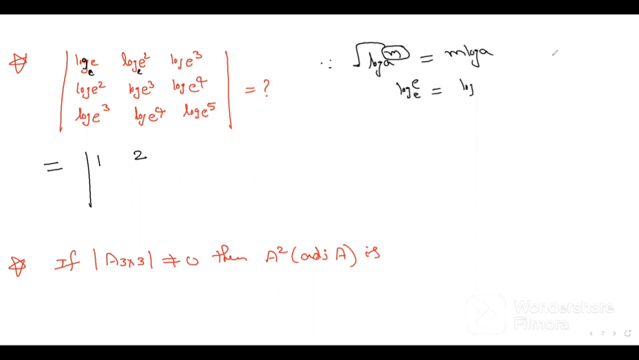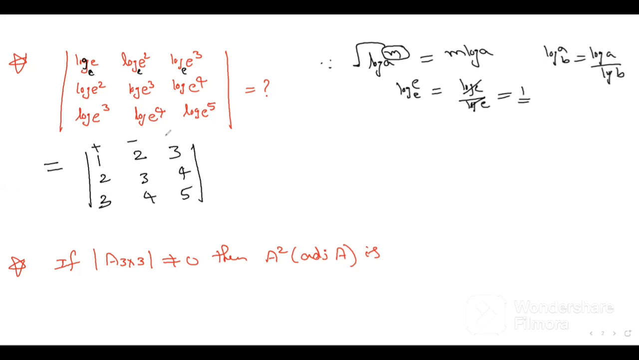What is log a base b? We have one formula: log a base b is equal to log a by log b. Log e base e is log e by log e, which cancel. What do we get here? 1. So 2 log e. Log e cube is nothing but 3 log e, which is 3. So log e square is 2, log e cube is 3; the rows are 2, 3, 4, then 3, 4, 5.